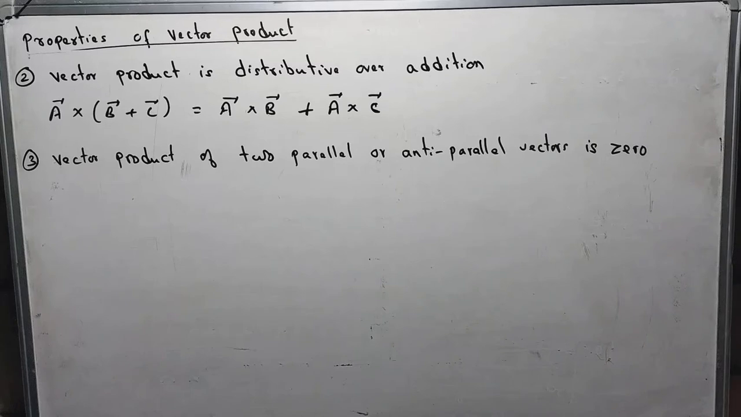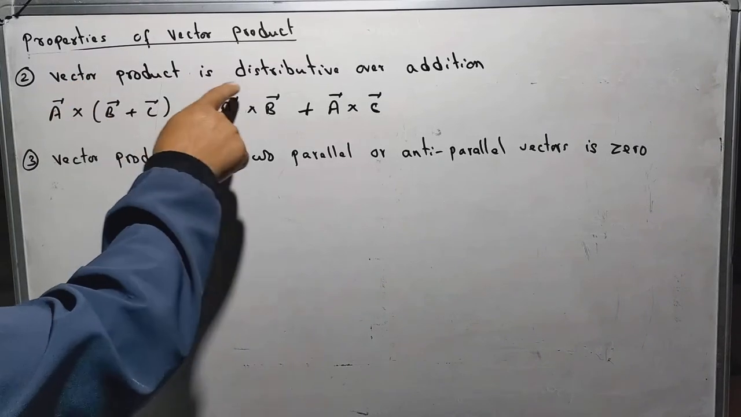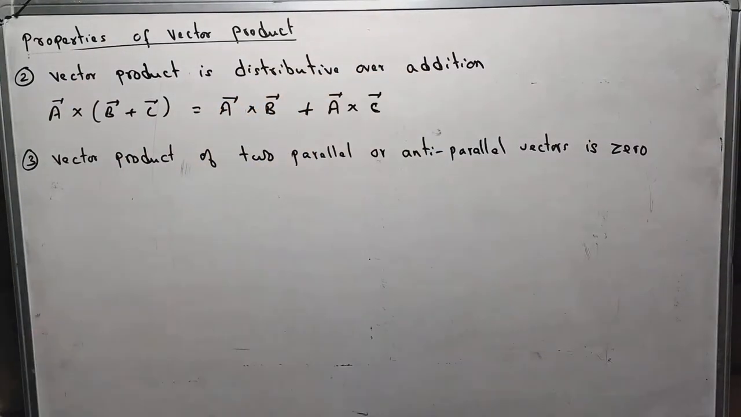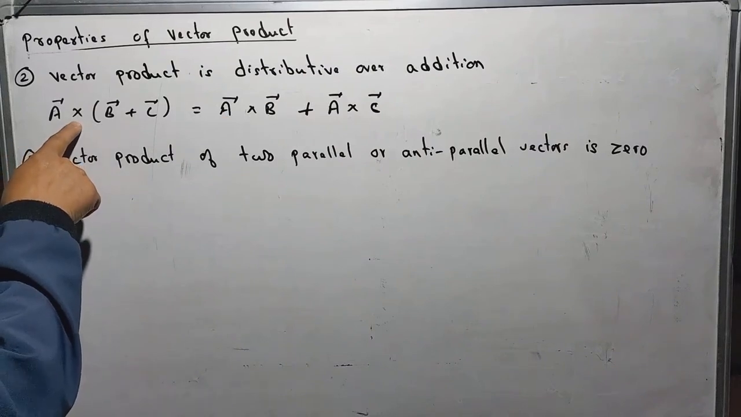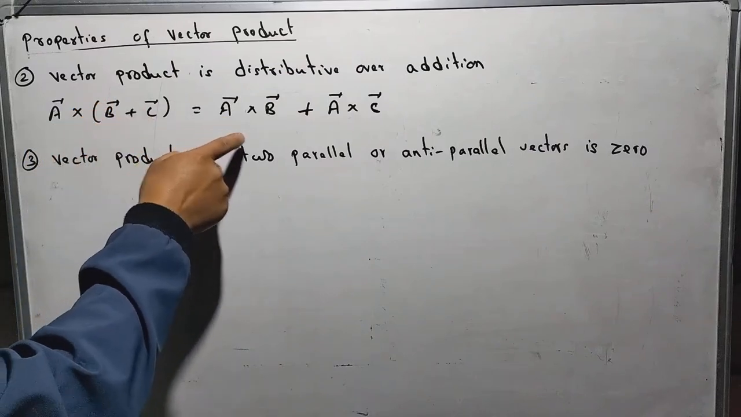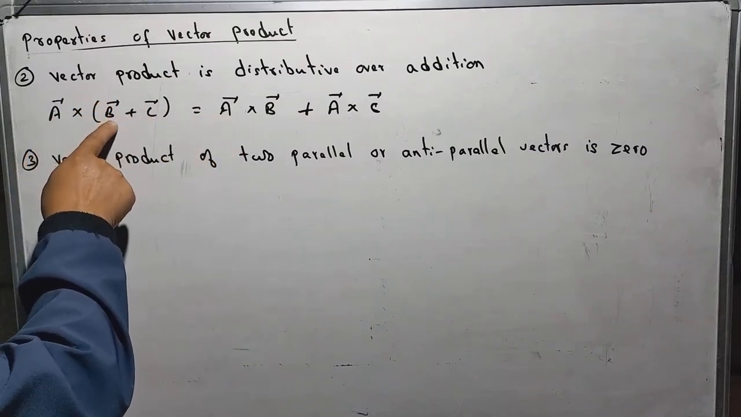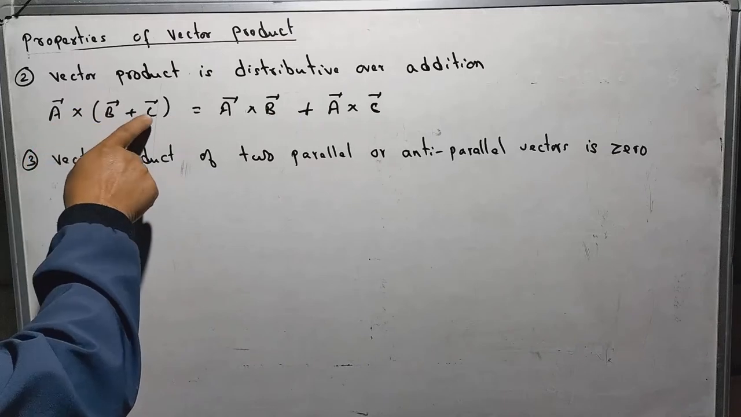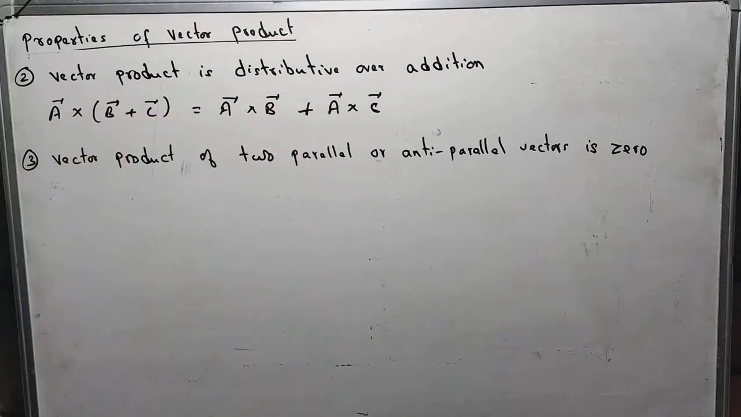The second property is that the vector product is distributive over addition. Mathematically, A cross, inside bracket, B plus C is equal to A cross B plus A cross C. So that is the meaning of the distributive law over addition.